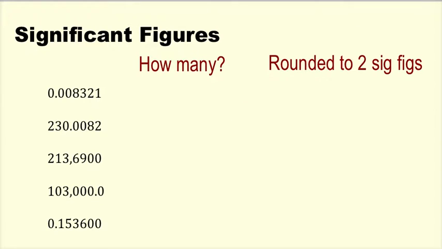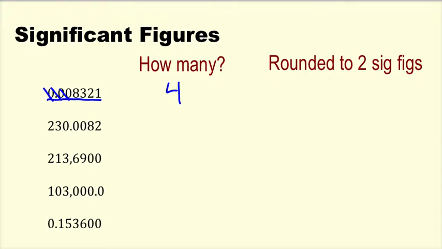Okay. So say we're given a number like 0.003821. How precise is that? How many significant figures does it have? These zeros to the left are not significant. They're only used to locate the decimal point. So it has 4 sig figs.